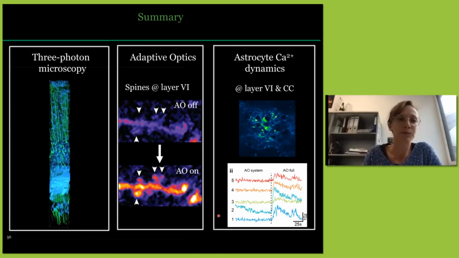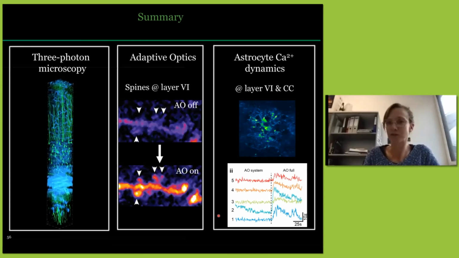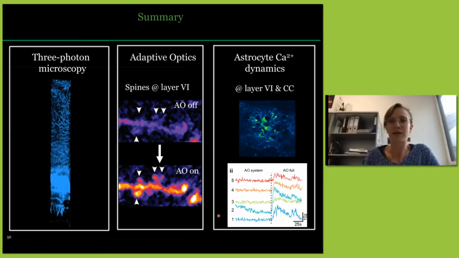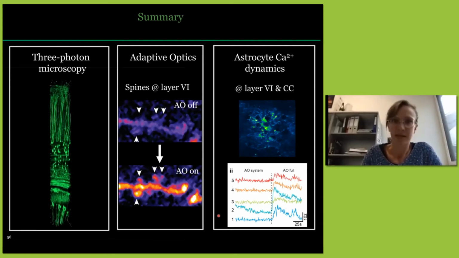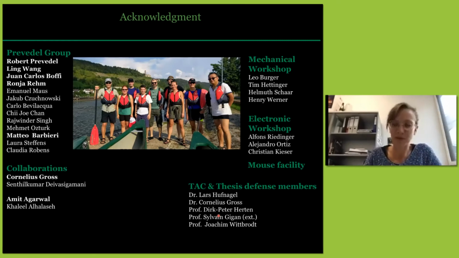But the microscope can not only be applied to mouse neurobiology, but can also be applied to different model organisms or different biological fields.